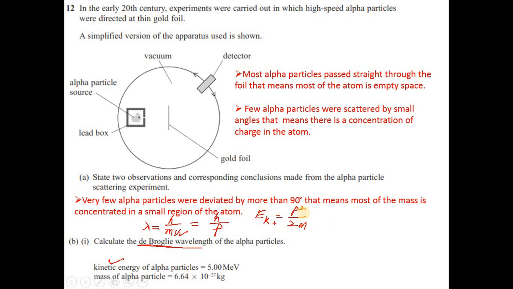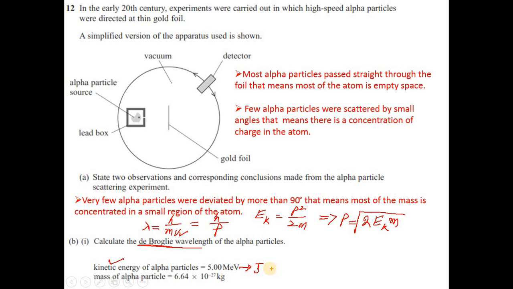From this equation you can figure out momentum. Once you have momentum, you can substitute it here to figure out the wavelength. Rearranging for p, p is equal to the square root of 2EkM. This is the formula for momentum. You have kinetic energy, but remember it is given in electron volts, so this should be converted into joules.